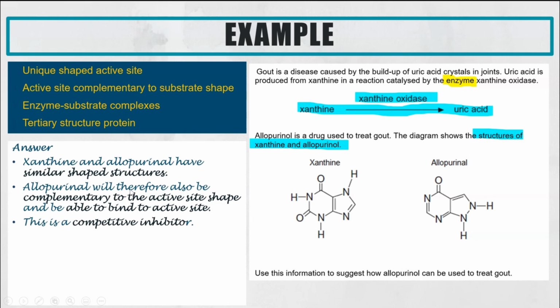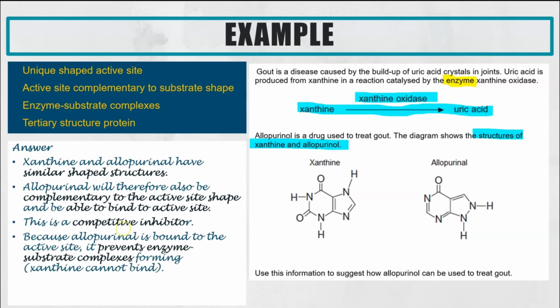Now this actually links to another topic which I've slotted in. That is a description of a competitive inhibitor. So I'm putting that in as well, another key phrase. Now if we have a competitive inhibitor bound to the active site, that then means we cannot form enzyme substrate complexes. So that's how I'm using that phrase. And if we don't have enzyme substrate complexes, the reaction cannot occur, or now we link it to the word equation, uric acid cannot be produced, and that is how it's treating gout.